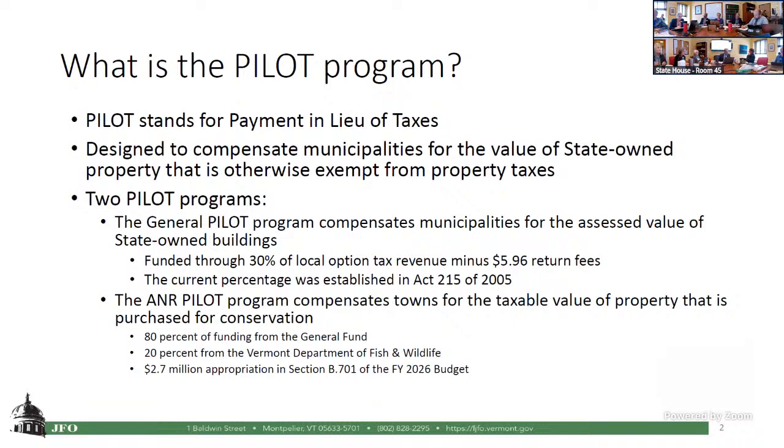The A&R PILOT program compensates towns for the value of land that is purchased for conservation. 80% of that funding comes from the general fund, 20% from the Department of Fish and Wildlife, which is funded through the general fund. It's an interdepartmental transfer. In total, it's an appropriation, and it has its own B section, 701 of the FY26 budget. I use these splits because that is the way it's presented on the A&R website. For that program, in the FY26 budget, there was a $2.7 million appropriation attached to it.